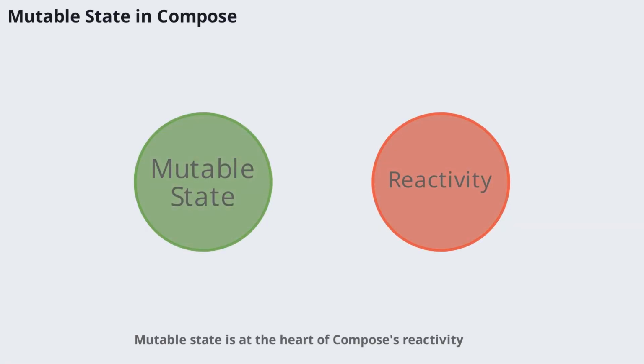Mutable state is at the heart of Compose's reactivity. By using mutableStateOf and remember, you can create state variables that trigger UI updates when changed. This pattern is used throughout the pull to refresh implementation to manage loading and content updates.